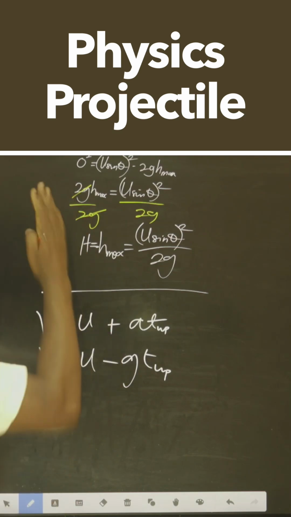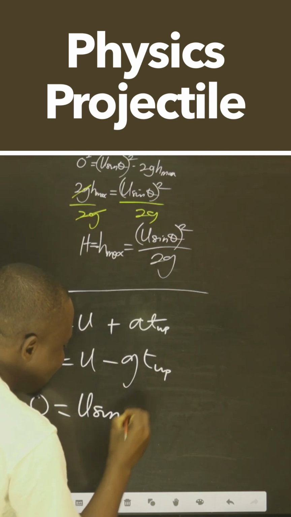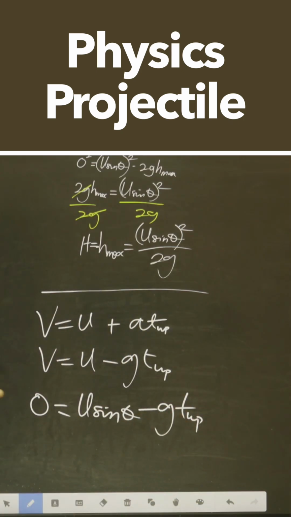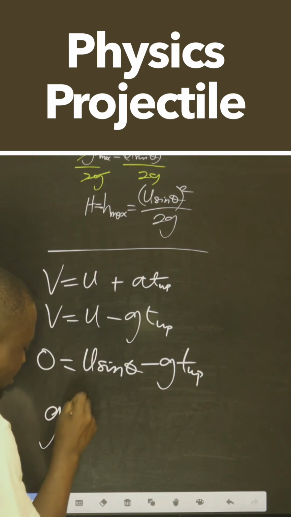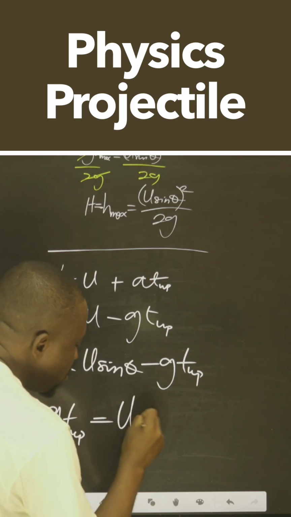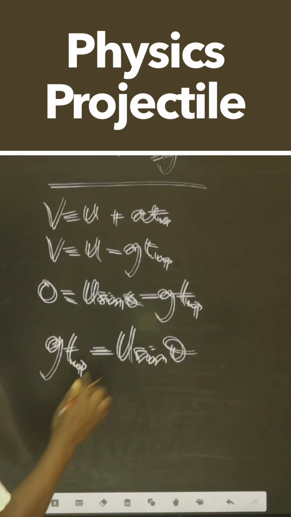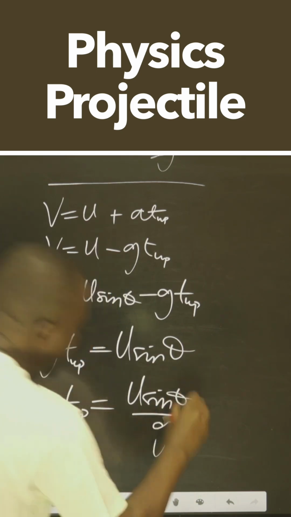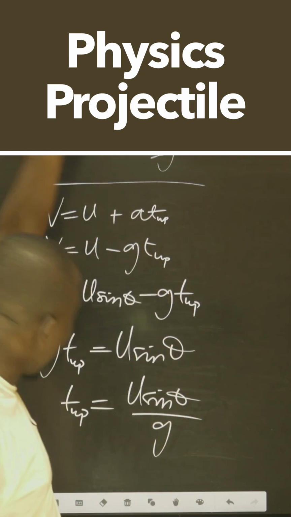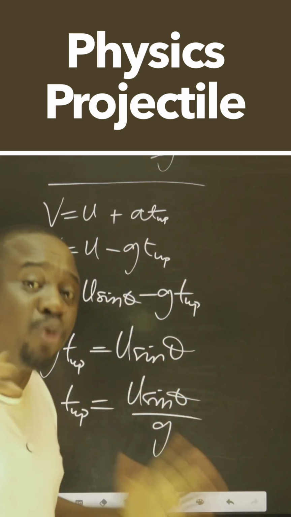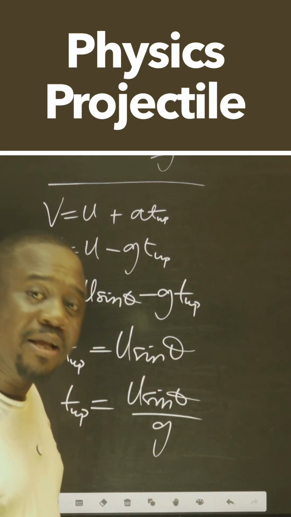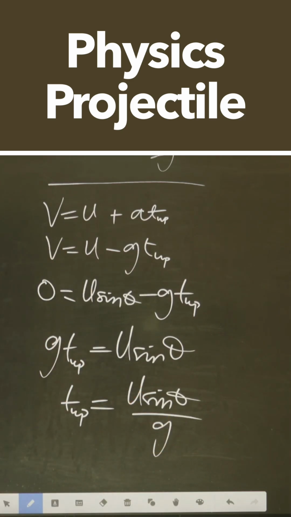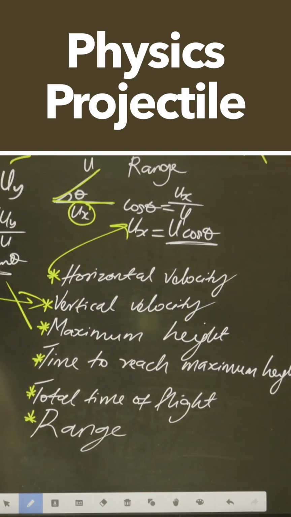What is this vertical? It is u sine theta minus g t up. This is a subscript. So therefore, you bring this to this side to have g t up as equal to u sine theta. So t up is equal to u sine theta over g. This is the time taken to get up. It means if you are given a question calculating the time to get up, simply multiply the velocity by sine theta, the angle given, all over acceleration due to gravity. You get the answer, okay? This is done.